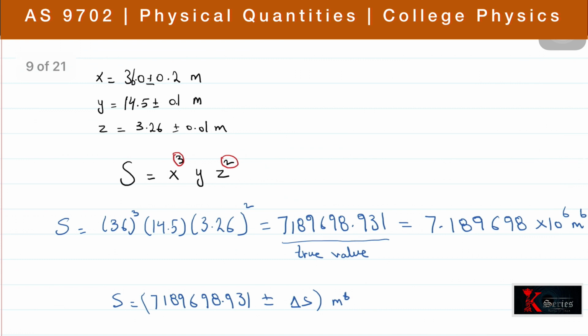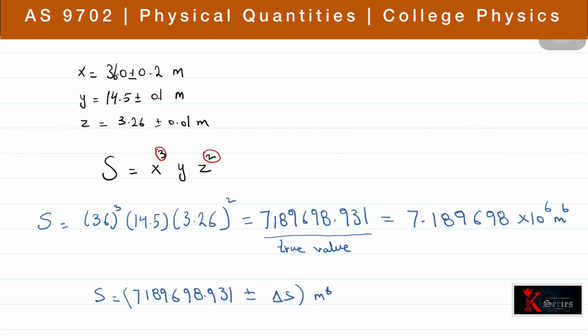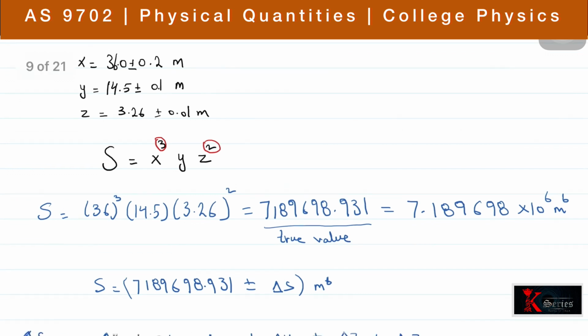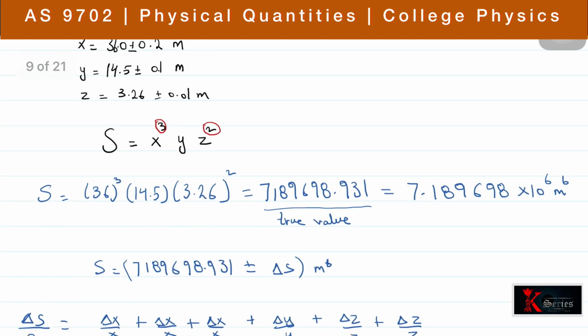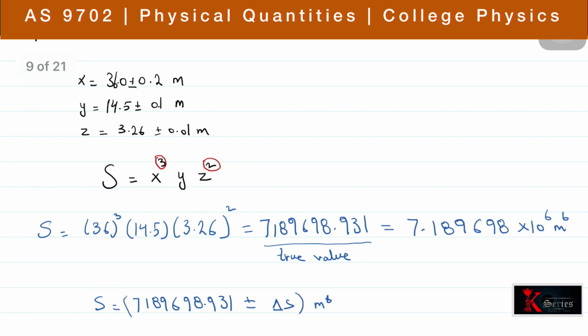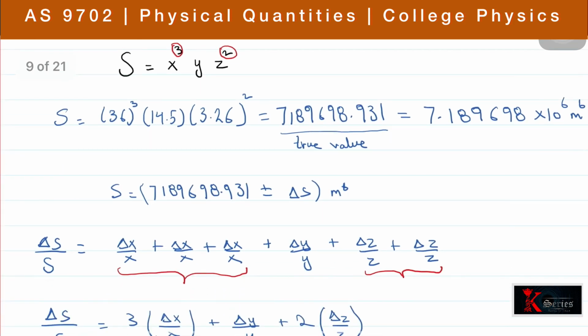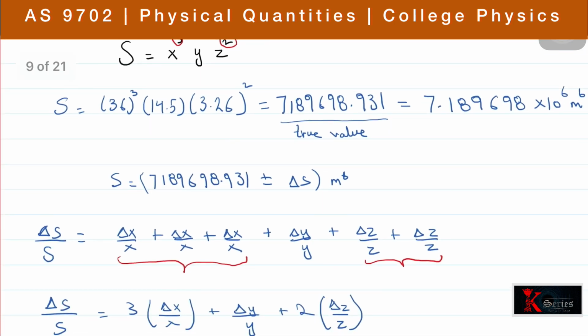7189698.931, which will be the true value. So we can write it as 7.189698 into 10 to the power 6 when we're writing it in the standard form, right? So this will be the true value. However, when we're writing the absolute error, we need to multiply their fractional uncertainties, right? So when we're multiplying, we have to add their fractional uncertainties, right, in order to find the absolute error.